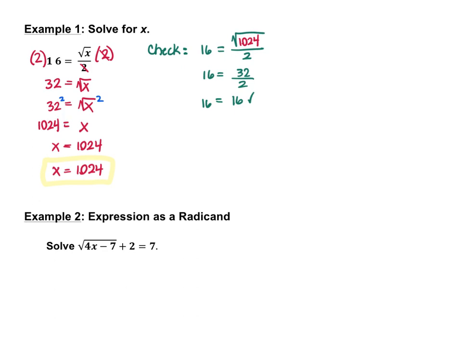Very often with these radical equations, we plug back in, we always check our work, and the reason is we're going to come across something called extraneous solutions after example number 2. So let's take a look at example number 2 next.